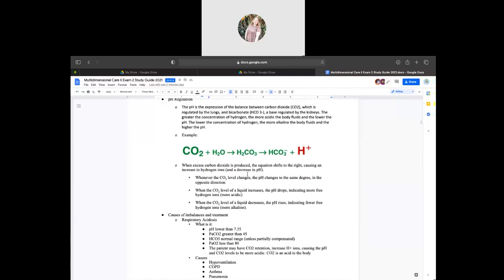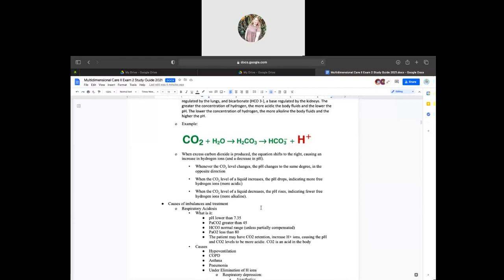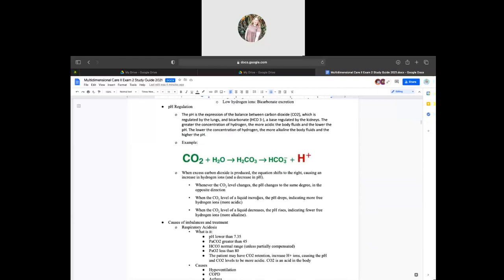That means that there's more free hydrogen ions, and if the pH of the CO2 level decreases, there's going to be fewer free hydrogen ions, so it's going to be more alkaline. So that's just kind of a way to think about it as well.